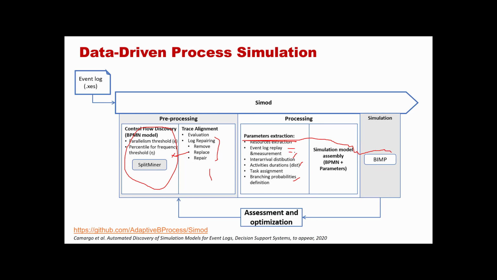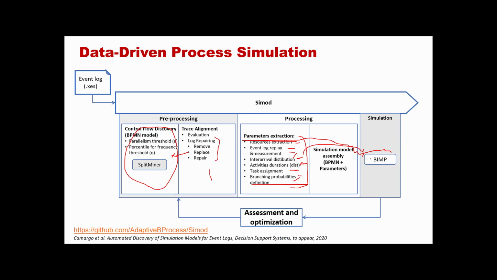Every one of these items requires Simod to make some choices about how to model the task, the activity distributions, what distribution to use, how to model the inter-arrival times, how many resources to put, and how many resource pools to have, etc. There are a lot of parameters that Simod is considering when doing this, and depending on how these parameters are set, I will get different simulation models.